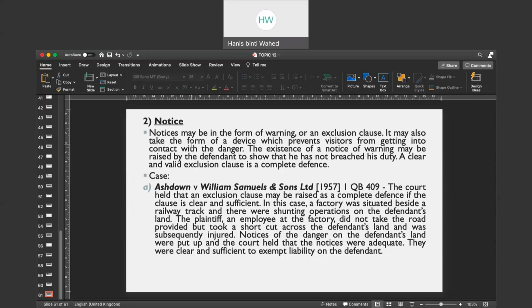Okay, something like that. So after you determine what kind of entrant that person is, then you need to look at what are the standard of care required of an occupier towards the entrant. Jadi you tengok sama ada telah breach, the occupier telah breach the standard of care required of him, and then you can apply it to the problem and make the conclusion whether you think that the occupier owes any duty of care towards the entrant ataupun tidak. Okay, so that's basically topic 12.